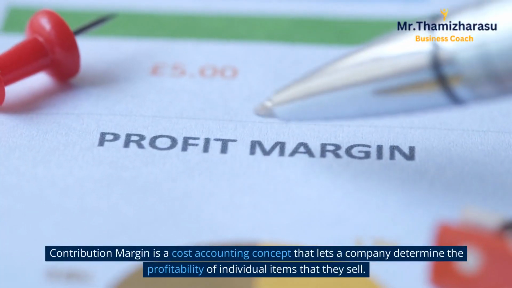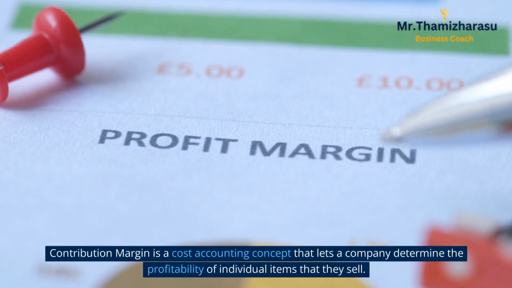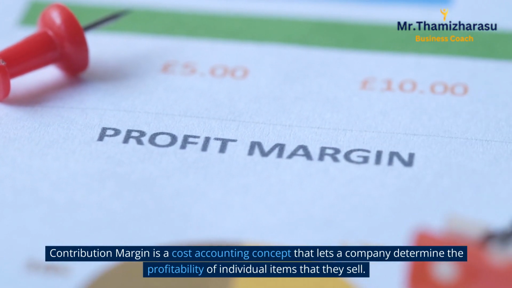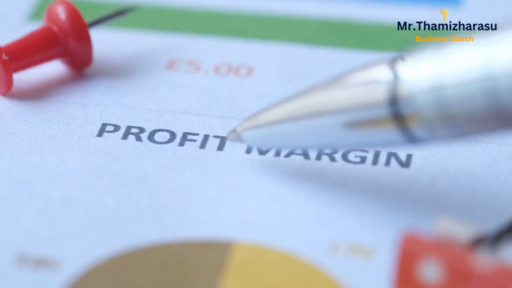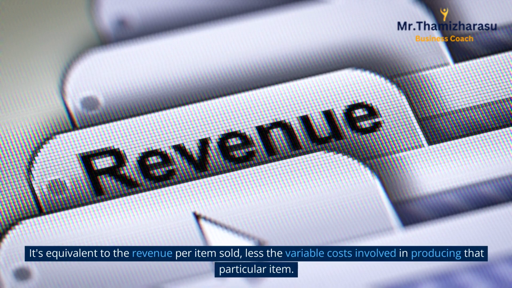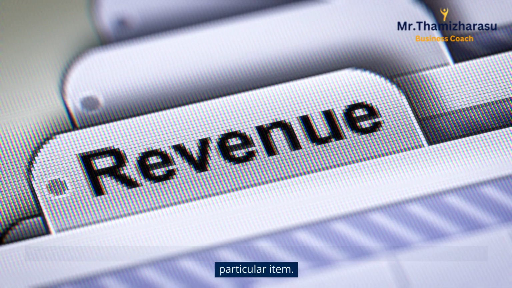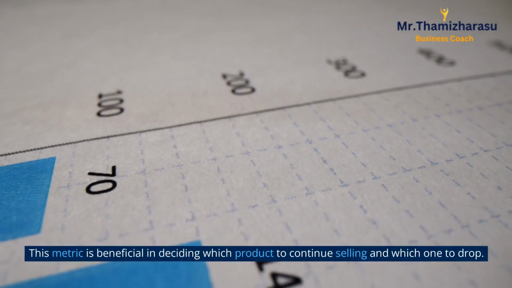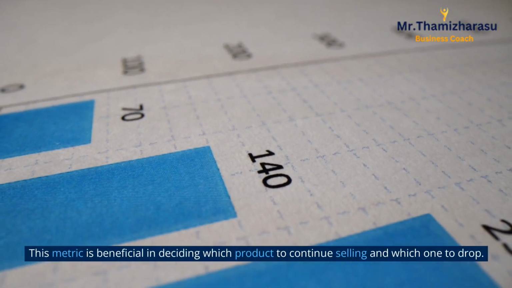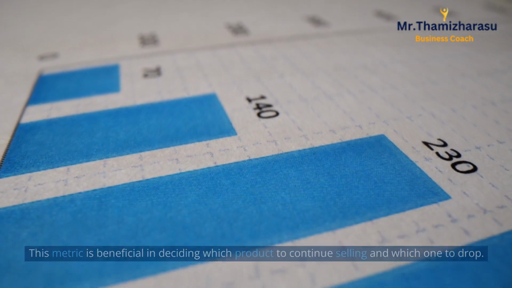Contribution margin is a cost accounting concept that lets a company determine the profitability of individual items that they sell. It's equivalent to the revenue per item sold, less the variable costs involved in producing that particular item. This metric is beneficial in deciding which product to continue selling and which one to drop.